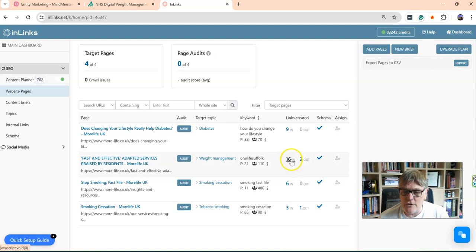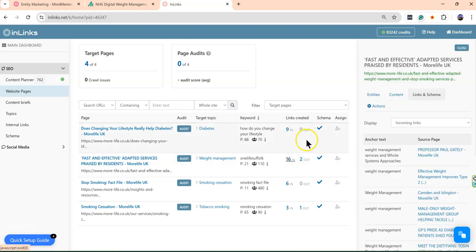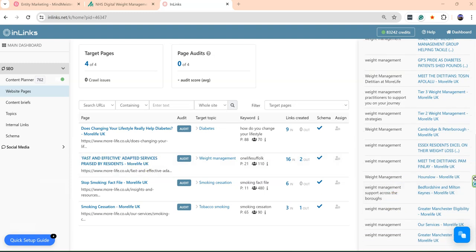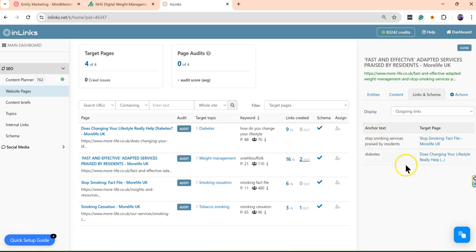So, right, we've got a whole section on weight management, and there's 16 pages here that are talking about weight management. So we want to link with these anchor texts through to the weight management page. That's great. But also, this weight management page is also talking about stopping smoking, and it's also talking about diabetes. So this weight management page becomes a supporting page for the diabetes topic and a supporting page for the stopping smoking topic. And so this weight management page is definitely a pillar page for this website.